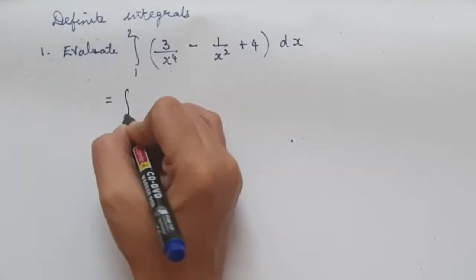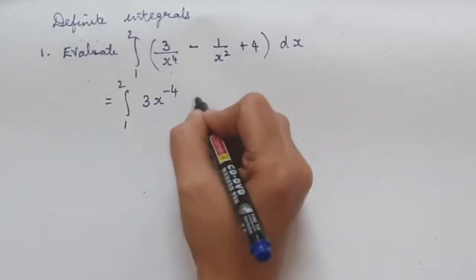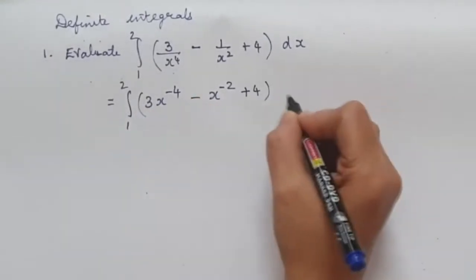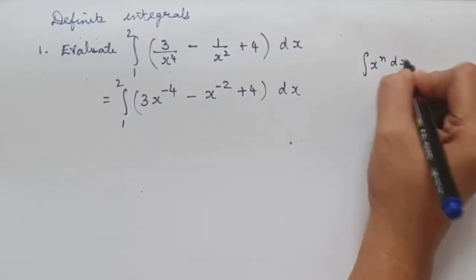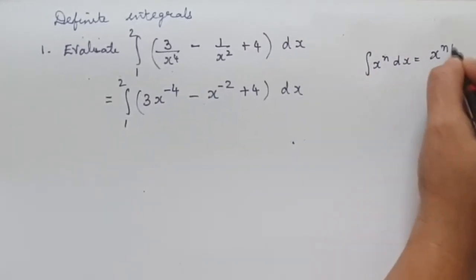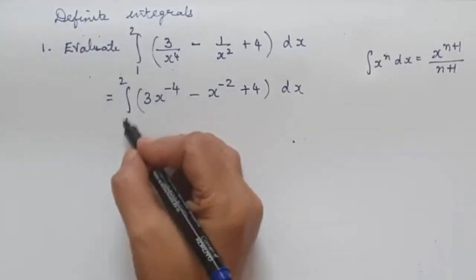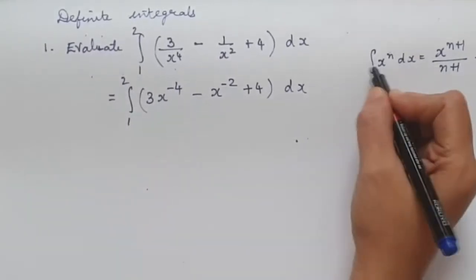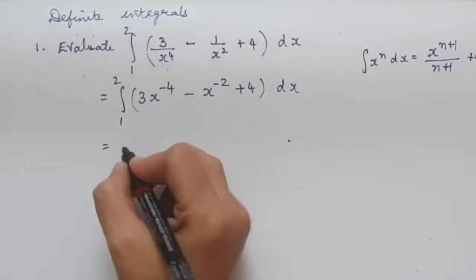So now that is 1 to 2. This is in the denominator. Let us take it to the numerator. Minus x to the power of minus 2 plus 4. Now the formula of integration of x power n dx will be equal to x power n plus 1 over n plus 1. When it is a definite integral, that is, the limits are given for an integration, we don't write a plus c. Only for an indefinite integral, we write a c. So this will be just normal integration.